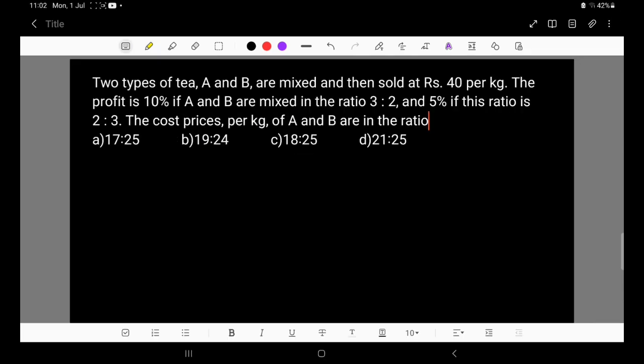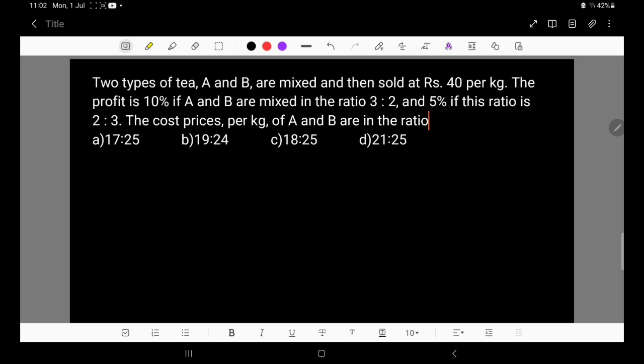Okay, let's move on to the second question. 2 types of tea, A and B, are mixed and then sold at rupees 40 per kg. The profit is 10% if A and B are mixed in the ratio 3:2 and 5% if this ratio is 2:3. The cost prices per kg of A and B are in the ratio? 4 choices are given: 17:25, 19:24, 18:25 and 21:25.